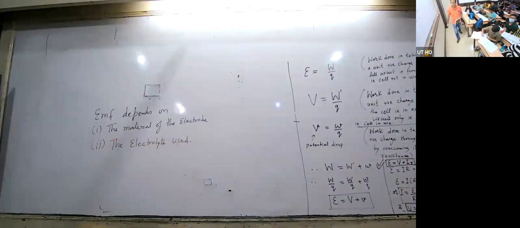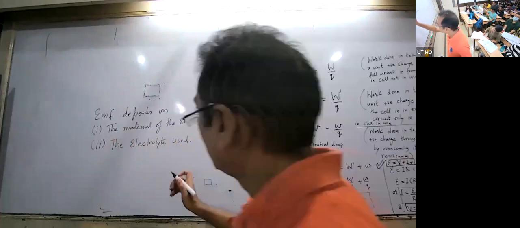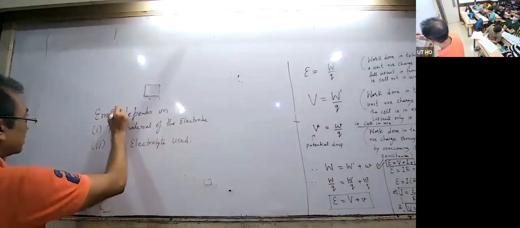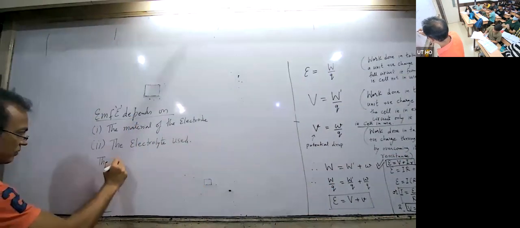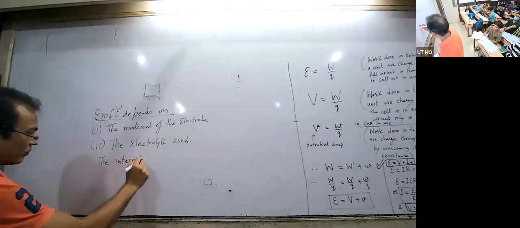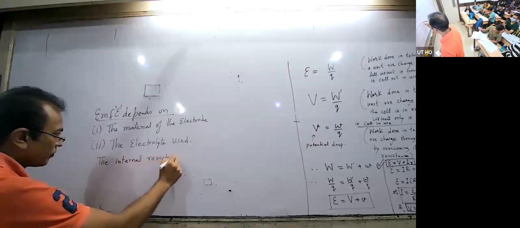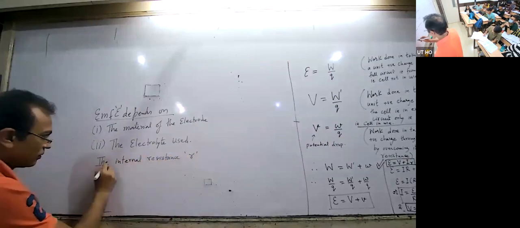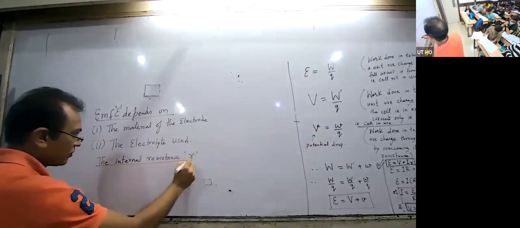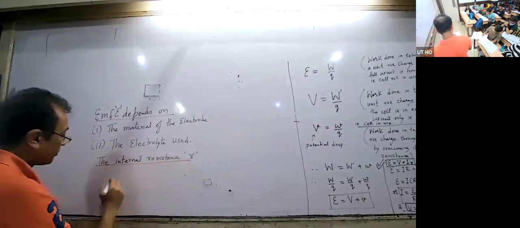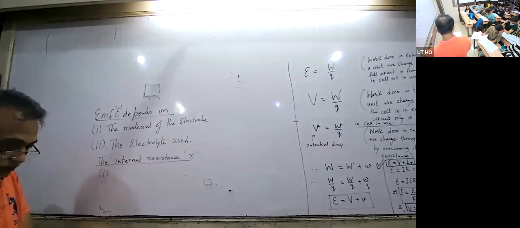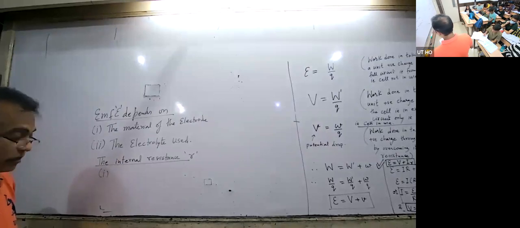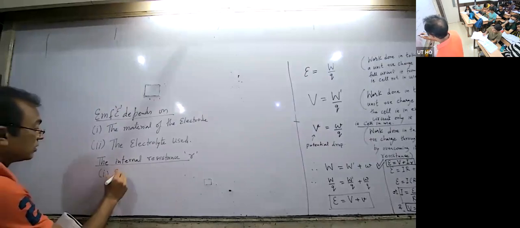Okay, what about the internal resistance? EMF is E. Then we have the internal resistance, R. What will it depend on? Yes. So it will depend on shape and size, right? So there are four factors. One is the surface area of the electrode.